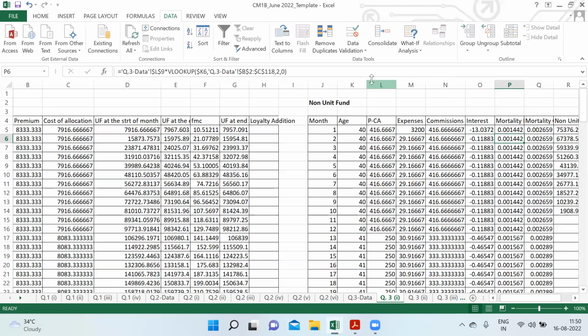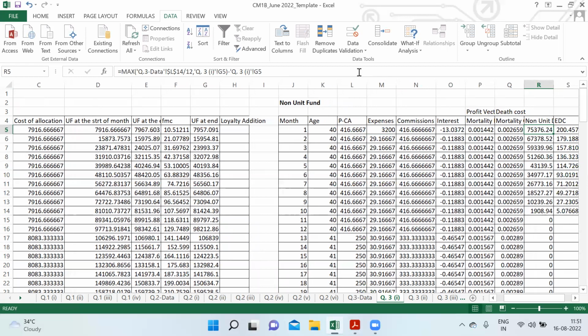Mortality is the mortality for this. This is the mortality which will be used for calculations of the profit vector, and this is the mortality used for calculations of death cost. So for the profit vector it is 80% of the standard mortality table given to us, whereas this is 125% of the standard mortality table given to us.